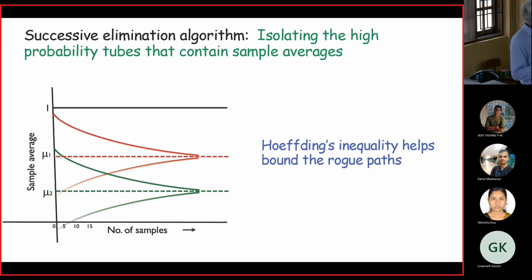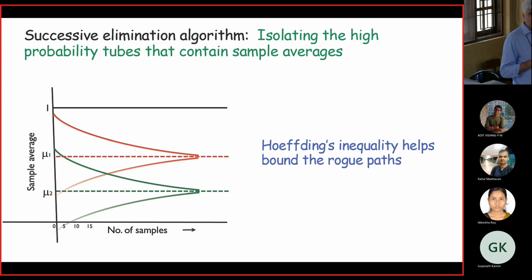Okay, so successive elimination algorithm, isolating the high probability tubes that contain sample averages. So this is very nice. So let me just show you what you have in this picture. There are two arms. One has mean mu1 and the other one has mean mu2. I'm plotting the samples here, when 5 samples are given, 10 samples are given, 15 samples are given. And with high probability the sample average will lie in this tube here, for each time period.